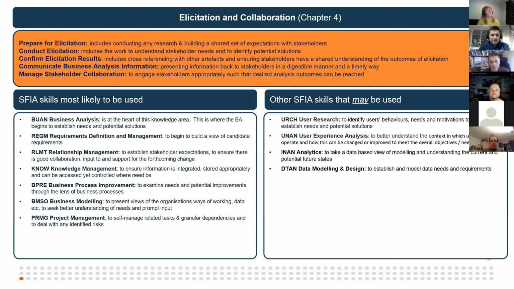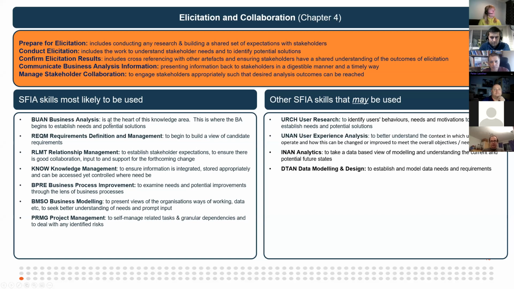So you really would want to look at the BABOK itself to understand better what it says elicitation and collaboration is all about. But what we've done is we have put on the left hand side those Sophia skills that we think are most likely to be used. So it's a pretty coarse-grained mapping at the moment. So as you might expect, business analysis, or BUAN as I like to call it, I'm sure you do the same, Peter, and requirements definition and management, REQM, are both Sophia skills that you would probably expect to see there. And for each of those, we just have a little description as well, giving a bit of a hint as to why we've included that. Then on the right-hand side, we've also included some that we think may be used.